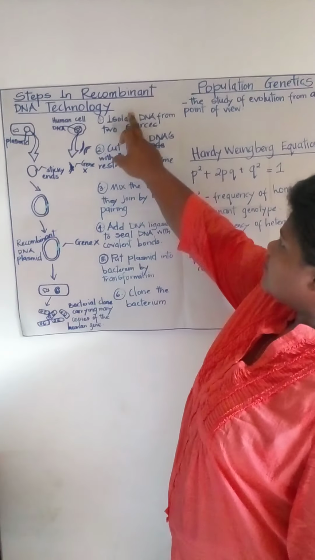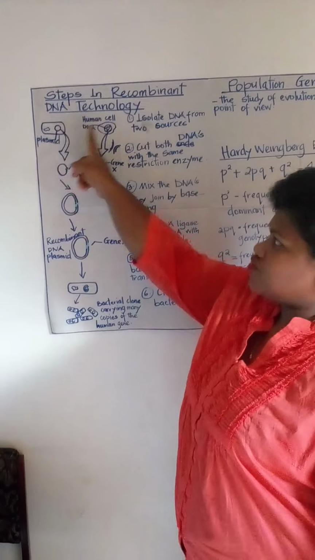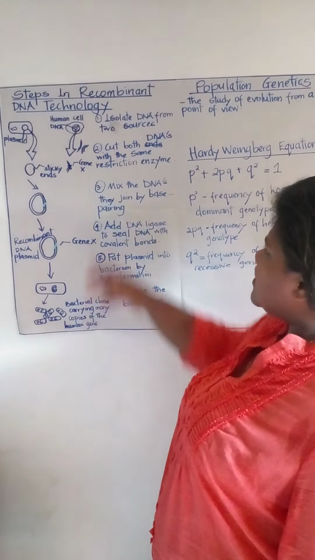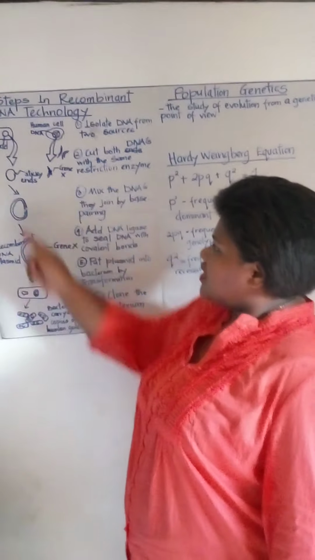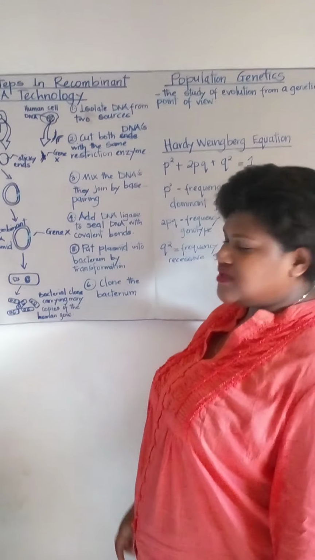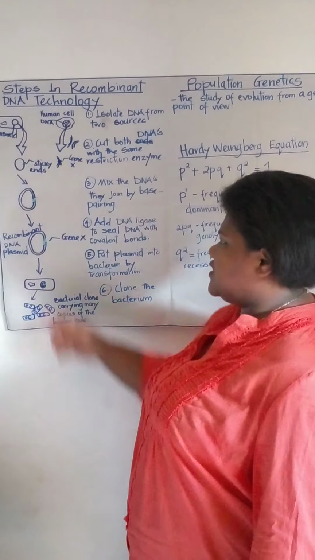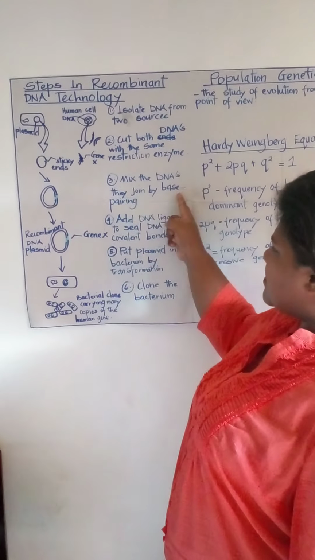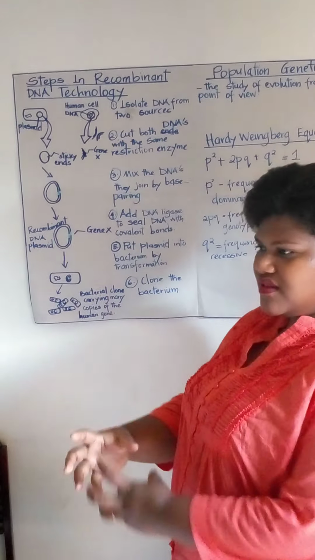The first step, we have to isolate DNA from the two sources. This is the two sources. We have to isolate the DNA from there. Then after that, we have to cut both DNAs with the same restriction enzyme. So we have to cut this, cut the DNA by using that enzyme, which is the restriction enzyme. Then the third one is mix the DNAs, they join by base pairing. Then we have to mix them, join them.